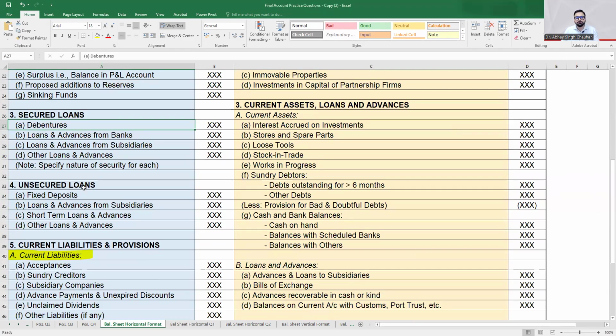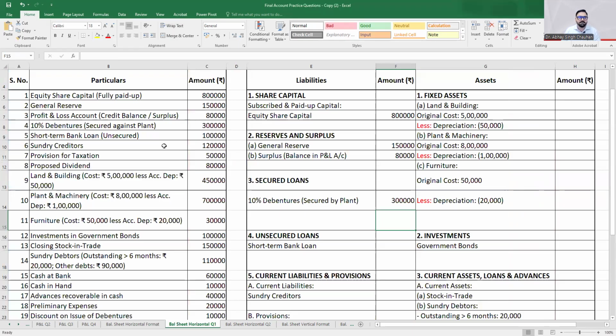Whereas unsecured loans are those not secured by any of the assets, so they will come under the category of unsecured loans. Here in this example, if you look clearly, the bank loan is said to be unsecured. So we have created a separate category of unsecured loans. We'll put this short-term bank loan under the category of unsecured loans, right? So I'll go to this tab and click here. So we'll get a short-term bank loan, which is unsecured.